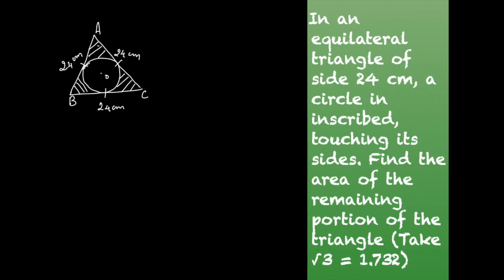To find the area of the remaining portion, we have to find out the area of the equilateral triangle and also the area of the circle. If you subtract the area of the circle from the area of the equilateral triangle, we get the required answer.